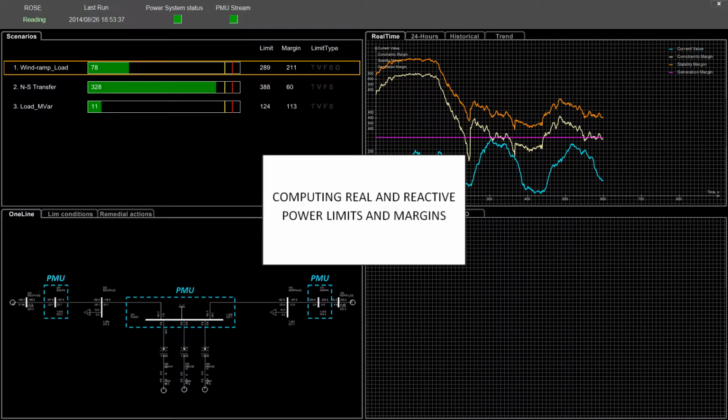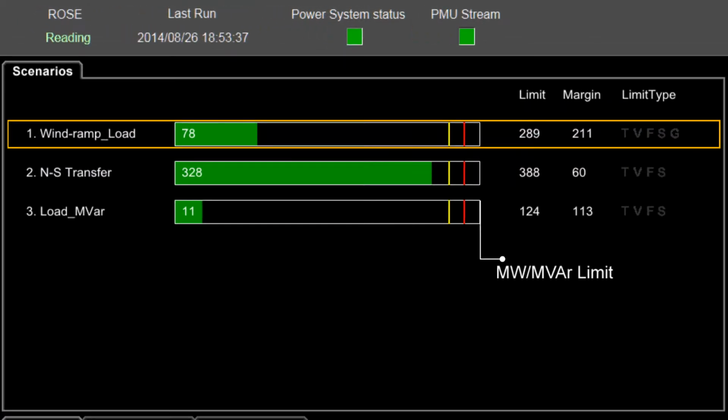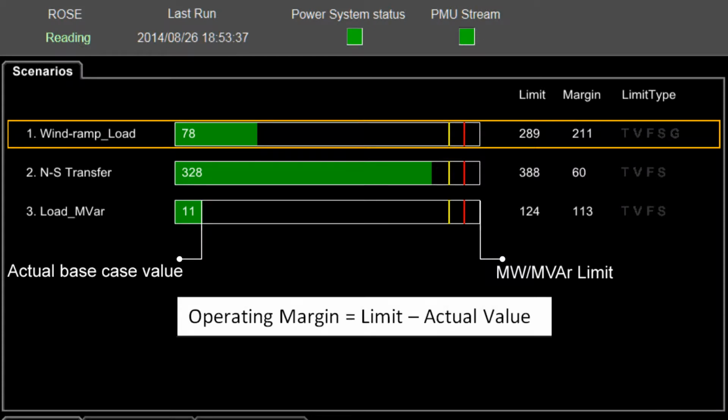In each scenario, we stress the system until voltage violation and voltage collapse and build 2 boundaries. Megawatt-megavar limit is the smallest of the 2 numbers, security limit and stability limit. Margin is the difference between the limit and the actual base case value.